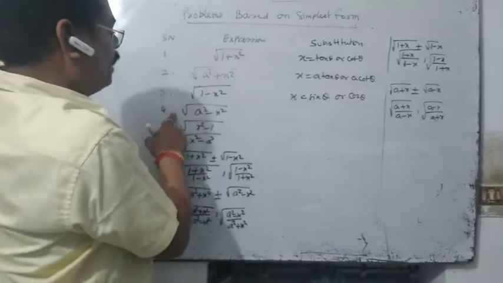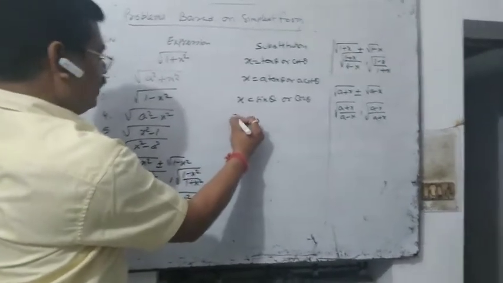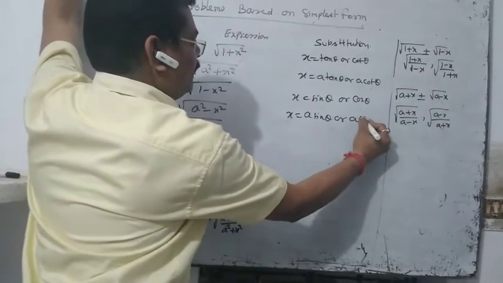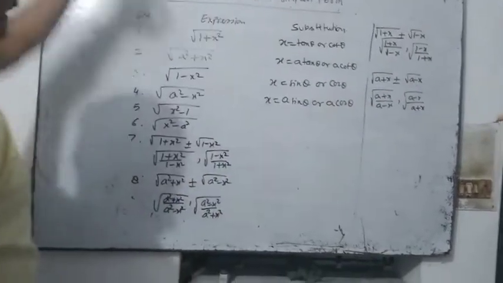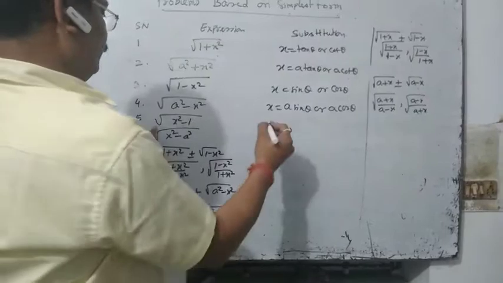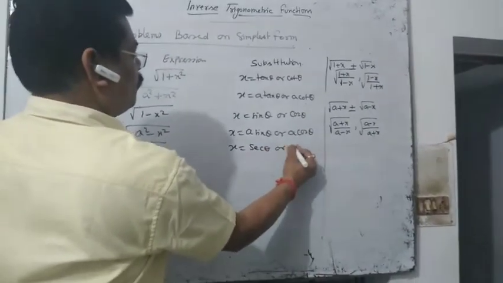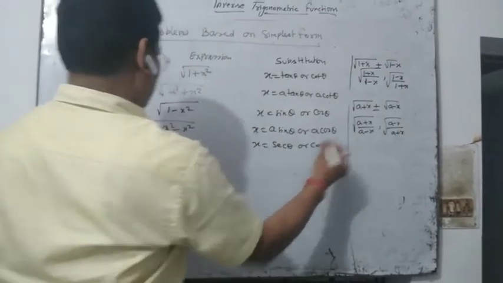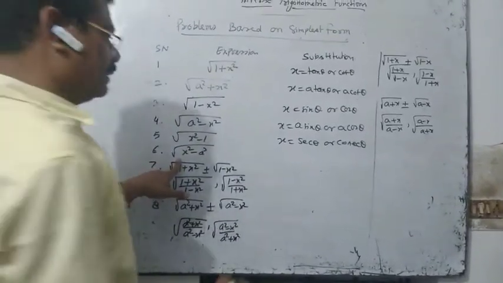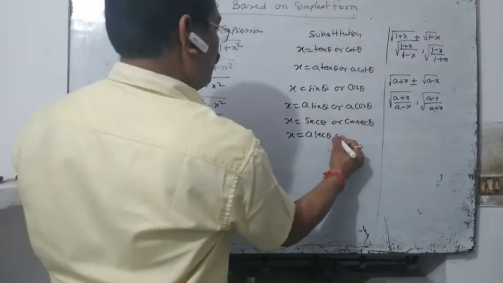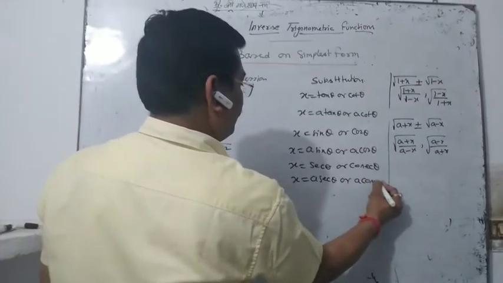If the expression is root of a square minus x square, put x equal to a sin theta or a cos theta. If the expression is in the form of root of x square minus 1, put x equal to sec theta or cosec theta. If the expression is in the form of root of x square minus a square, put x equal to a sec theta or a cosec theta.